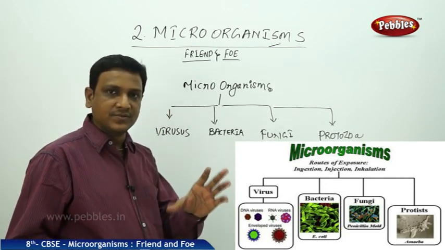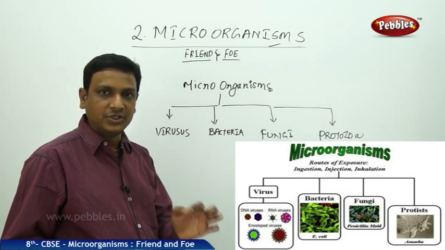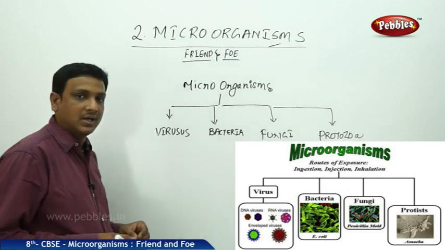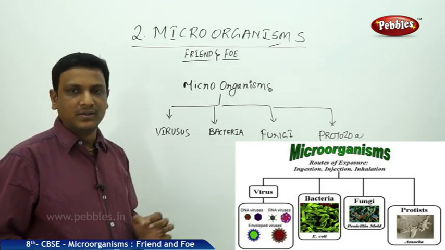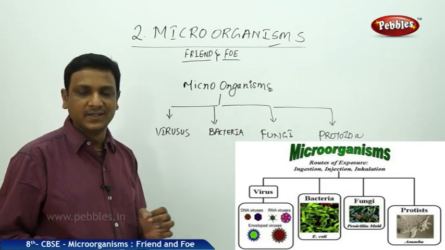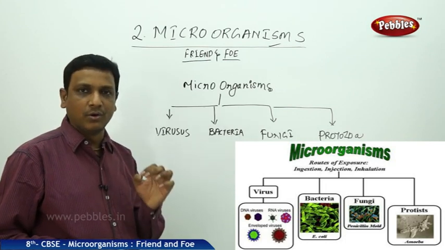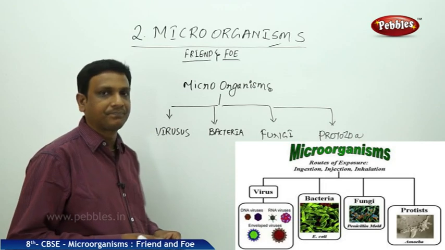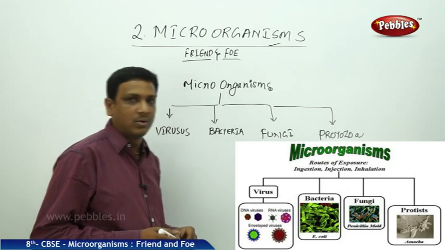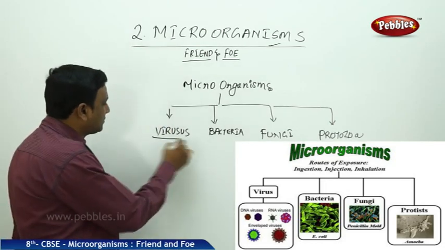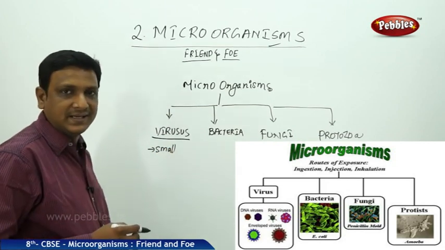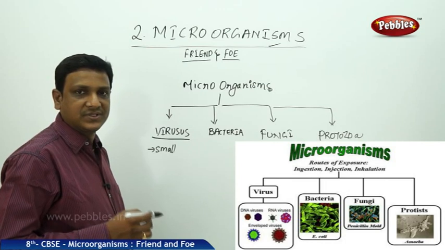But there are certain organisms which are still microscopic, which you cannot see even with a compound microscope. Those are the viruses. Viruses are very, very small, which you cannot see even with a compound microscope. Then what do you need? You need a special microscope called an electron microscope to see the virus. Now let us discuss some important points about these four categories of microorganisms. If you see the viruses, as I told you, they are very, very small, very microscopic. We need an electron microscope to see them.